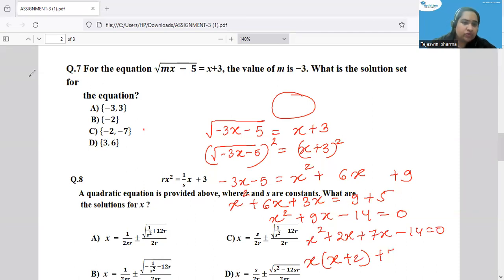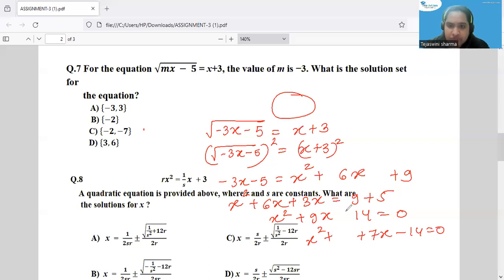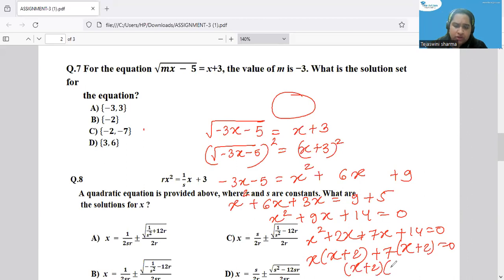Negative 7 common I have to take. Yes, so the value of the expression is x to the power 2, 9x plus 14. When I'm writing it this way and taking common things out, it will be x plus 2 here, and while I'm taking 7 outside, it is x plus 2 here again. So the two expressions which I have found as a product of the whole expression are this.